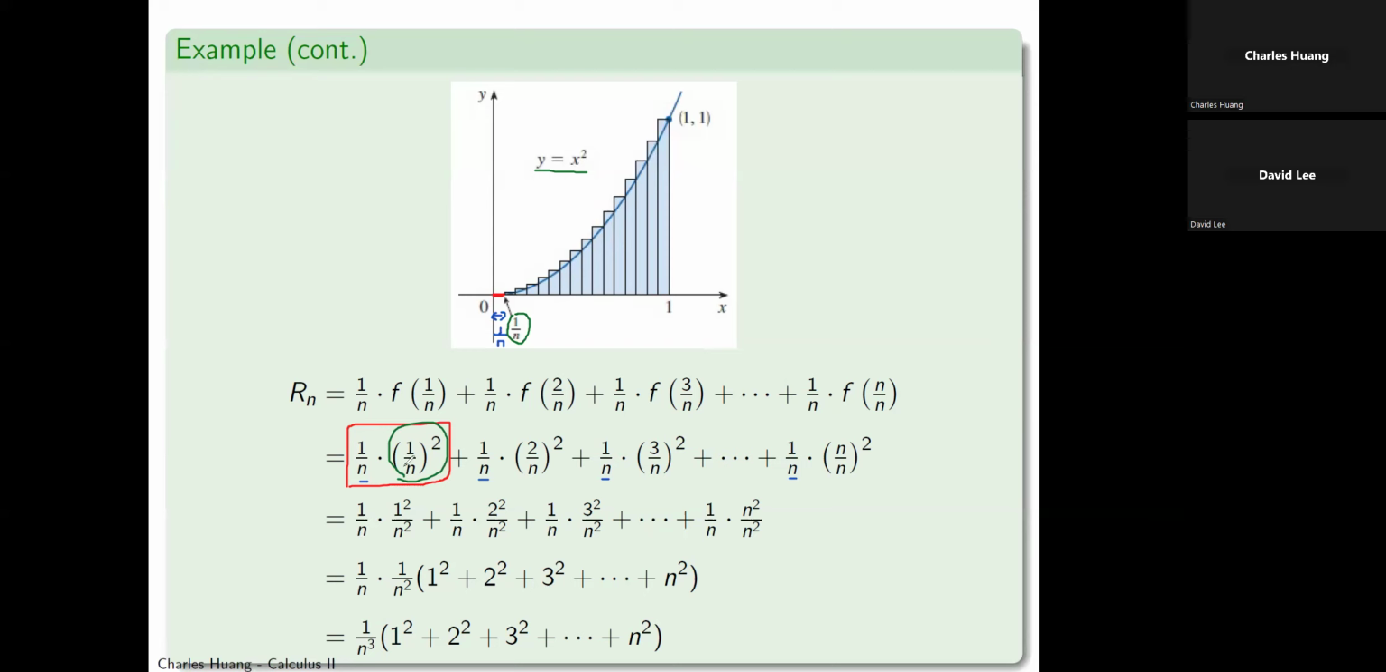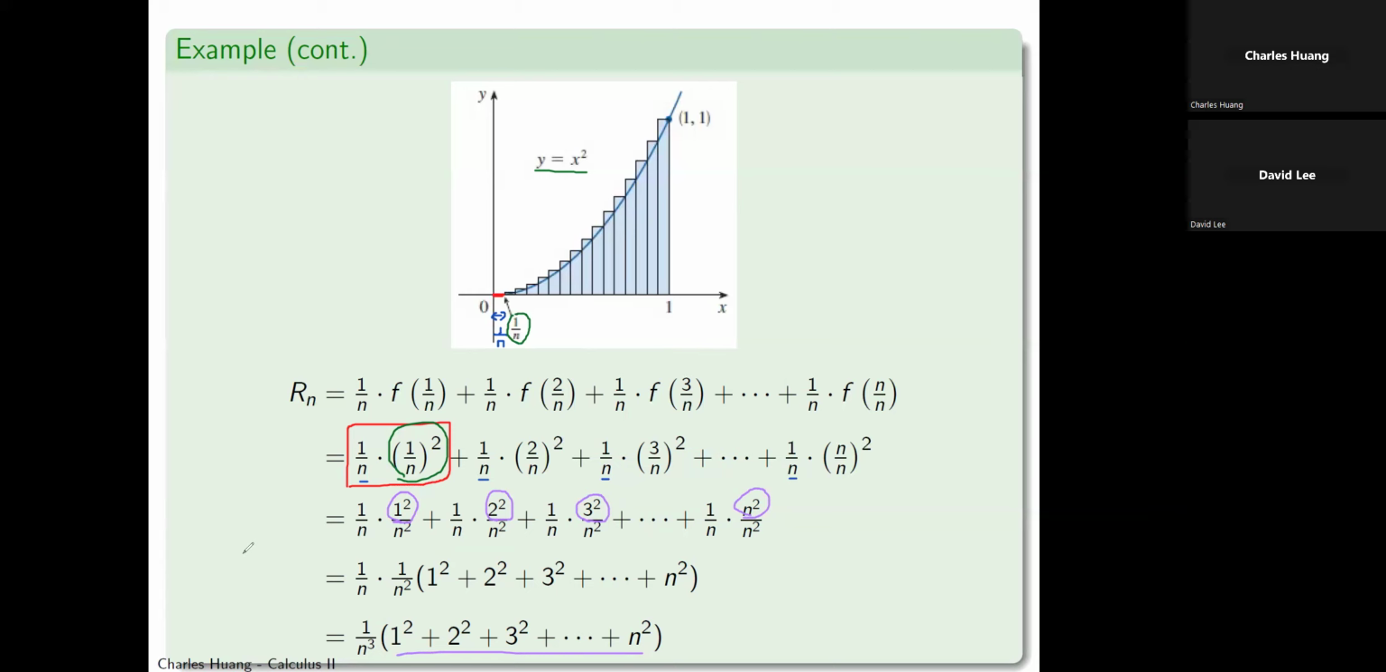Once we multiply each of these rectangles out, you'll notice that each of the terms will have n cubed on the bottom. We're going to factor out all the n cubes in the front. Then what we are left with is just the squares: 1 squared plus 2 squared plus 3 squared all the way up to n squared. And you can see that from here. So this is the sum of all the rectangles.